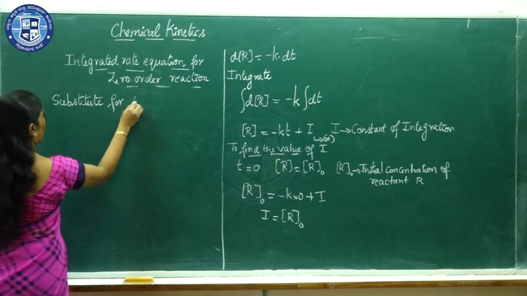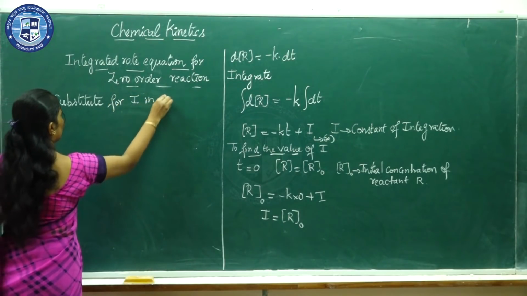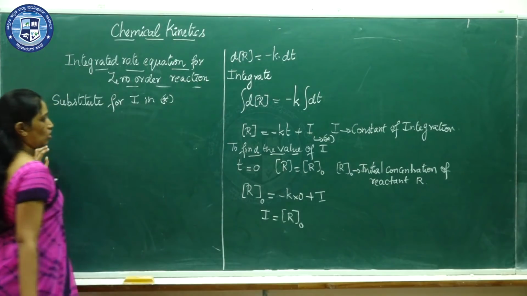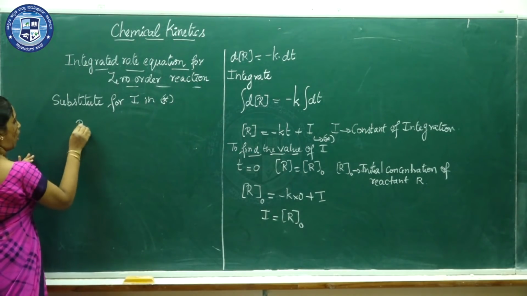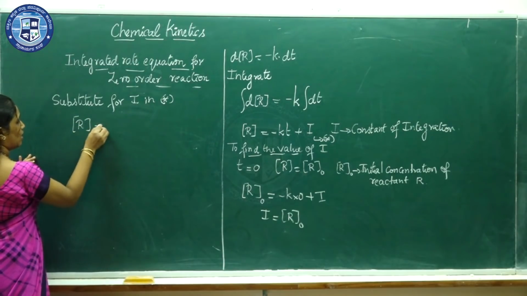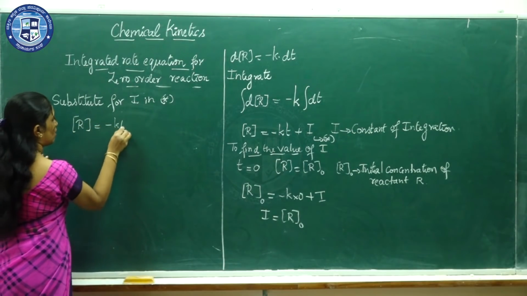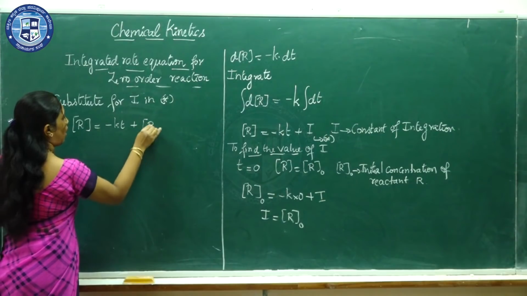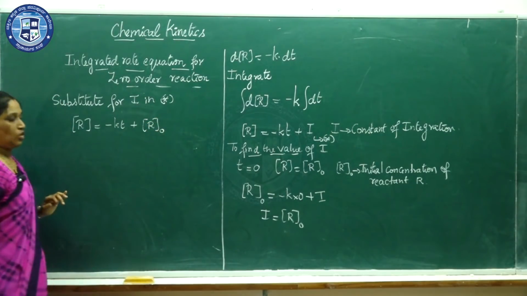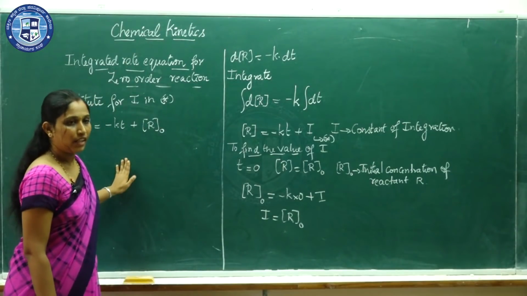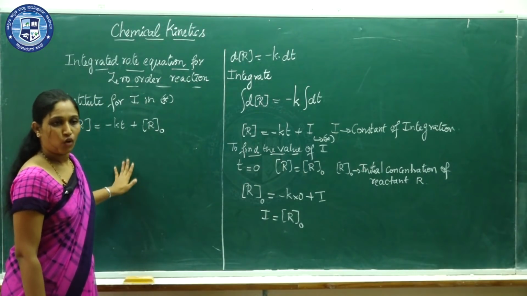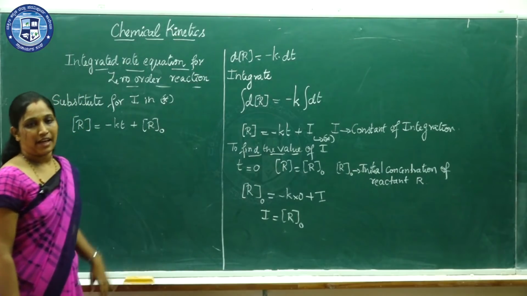Substitute for I in star. So when you do that, what happens? See, R is equal to minus KT plus R naught. Now what is this? This is the integrated rate equation for the zero order reaction.